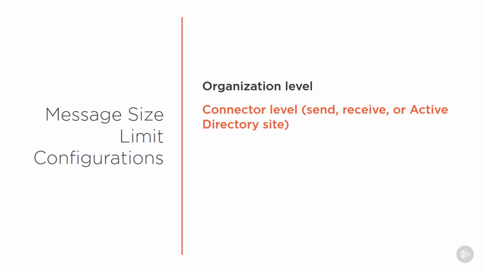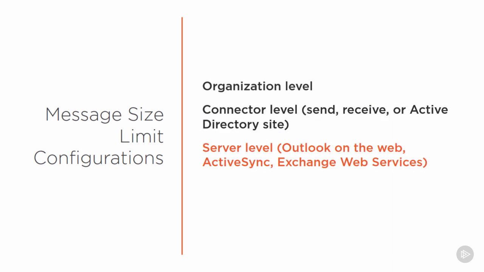Individual limits can be applied on a per connector basis for receive connectors, send connectors, and Active Directory site connectors. This allows you to limit attachment sizes over low bandwidth links if you need to. Message size limits can also be applied at the server level.